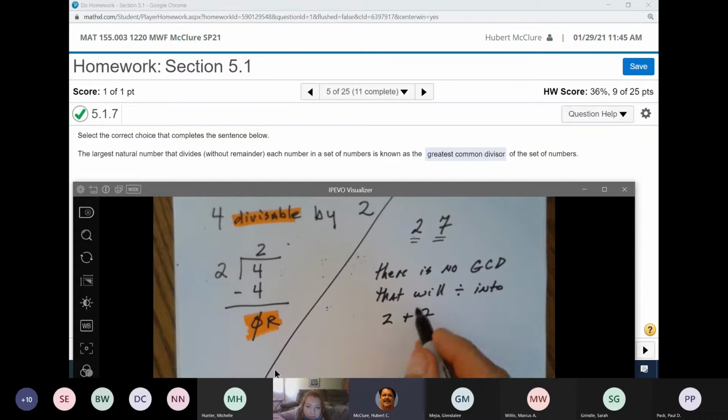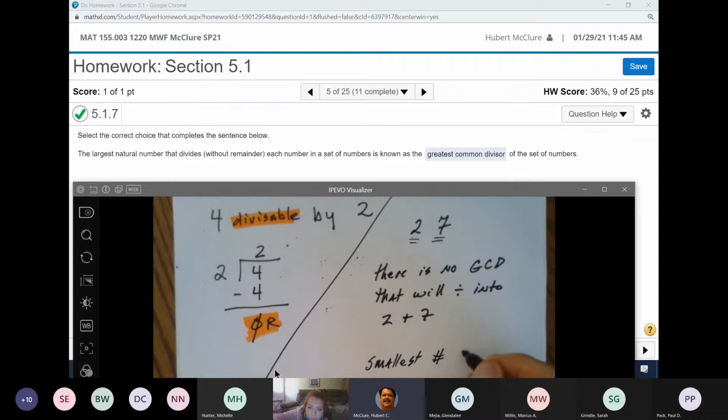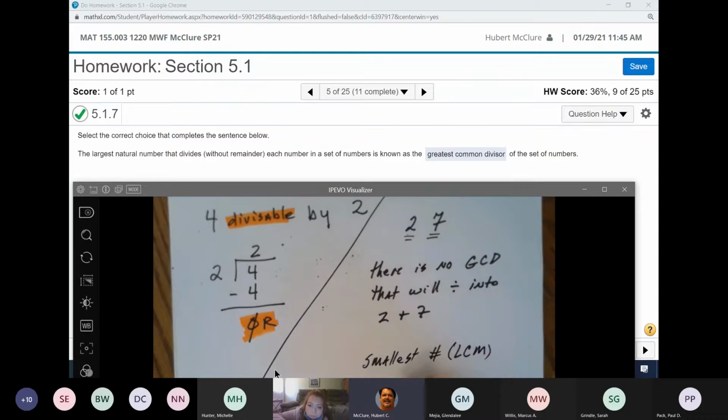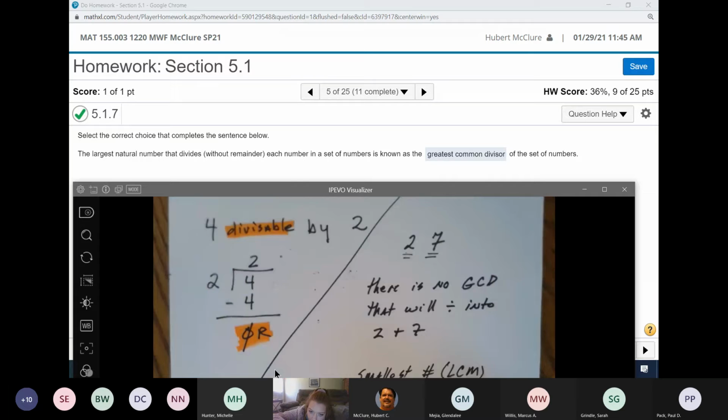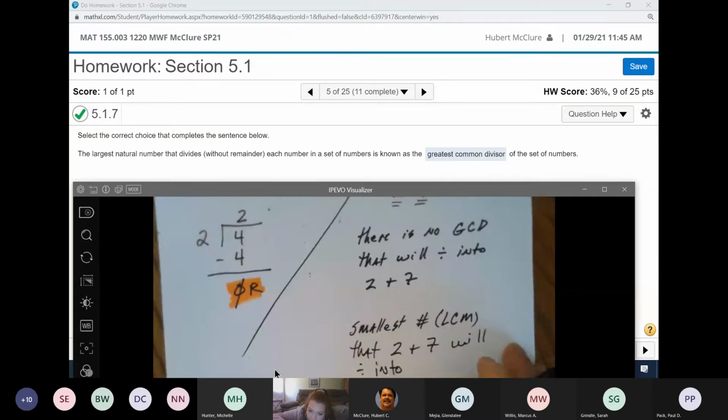What will 2 and 7 go into? The smallest number, and that's called the least common multiple, that 2 and 7 will divide into. Anybody know that number? 14.